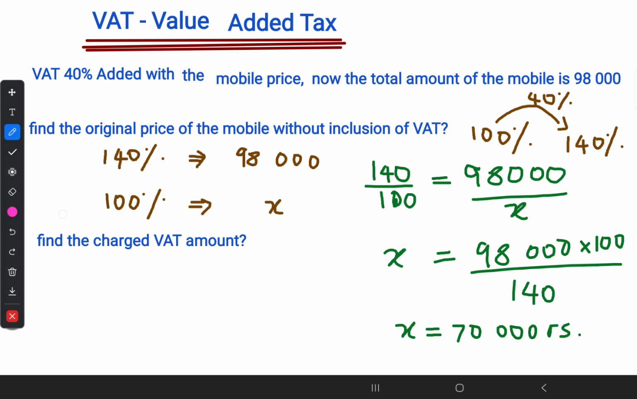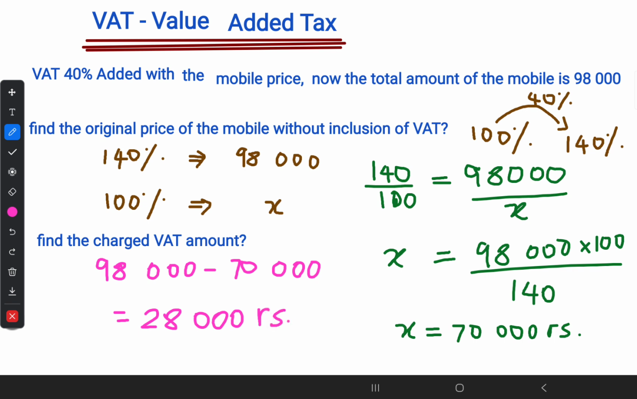Find the VAT amount. To find VAT, the price including VAT is 98,000. From that, when you subtract 70,000, that will give you the VAT amount as 28,000 rupees. That's all for the question. So what we did was the percentage conversion. Then we found the original price as 100 percentage to be 70,000. With both VAT and original price included, it is 98,000. From that we subtracted 70,000 to get the VAT of 28,000. That's all.